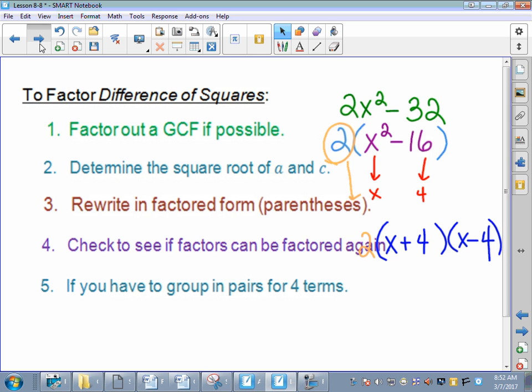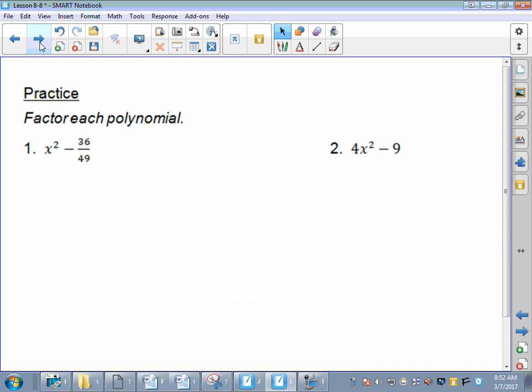So let's do a quick number 1. X squared minus 36 over 49. Messy, ugly looking problem. People see fractions, you want to turn them into decimals. Don't do it. You might be tempted. Notice there's a minus in the middle. And if I look at x squared, is that a perfect square? It is, right?